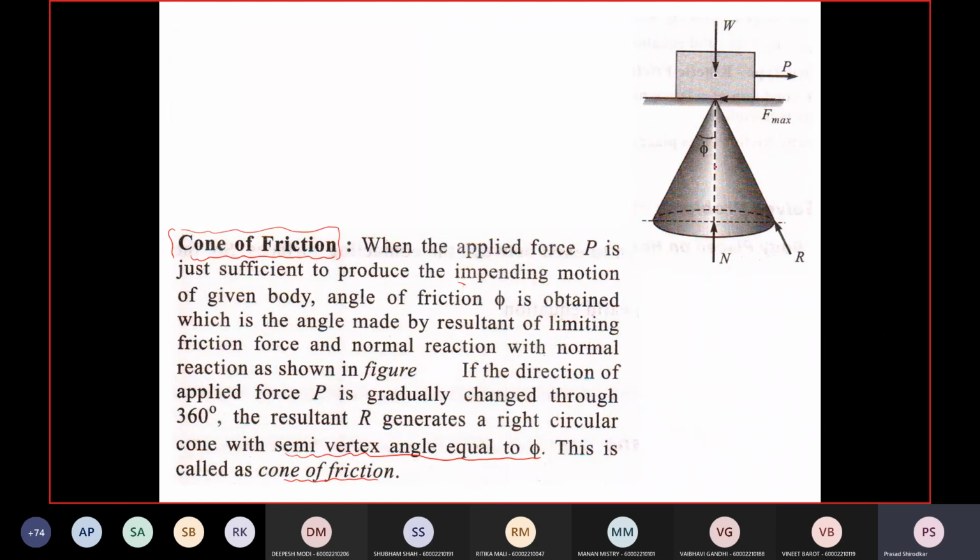Cone of friction is just the cone which is generated by this resultant. If I say this is the resultant R, and if I rotate this vector R about this axis for 360 degrees, then this will generate a cone. Right? So this is called the cone of friction. Okay, sir.